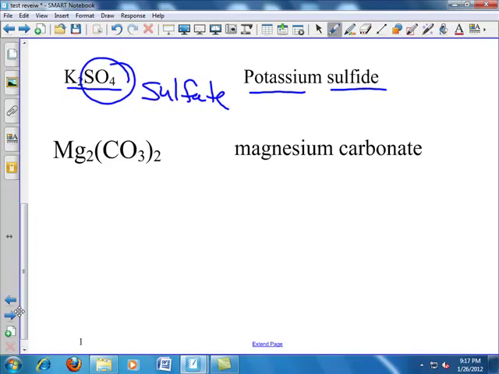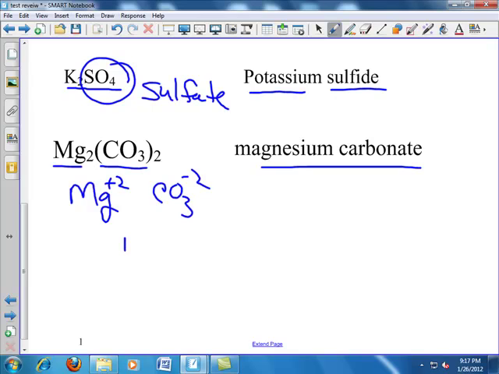And then in this formula, it's magnesium carbonate. Well, there's nothing wrong with the name. Magnesium, that's carbonate, so that seems okay. And magnesium doesn't require a Roman numeral, so I don't need to put one here. So what's wrong with it? Well, Mg is a +2, CO3 is a -2, so I just need to write this as MgCO3. So I'm going to have 5 on the test where you have to pick out what's wrong.